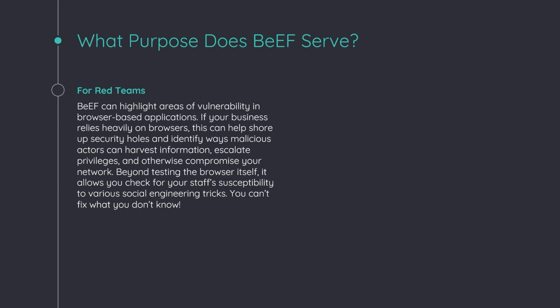So, what purpose does Beef serve in a pen testing environment? For red teams or offensive security, Beef can highlight areas of vulnerability in browser-based applications. If your business relies heavily on browsers, this can help shore up security holes and identify ways malicious actors can harvest information, escalate privileges, and otherwise compromise your network. Beyond testing the browser itself, it allows you to check for your staff's susceptibility to various social engineering tricks. You can't fix what you don't know.